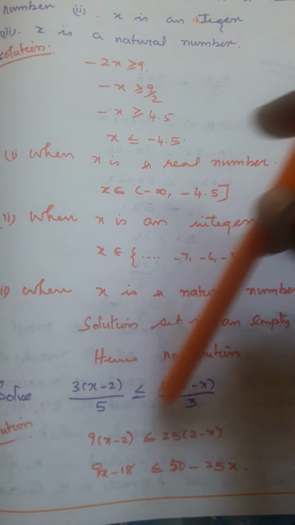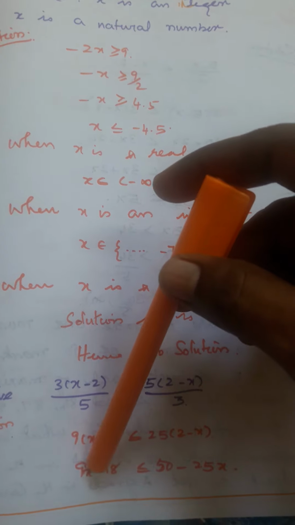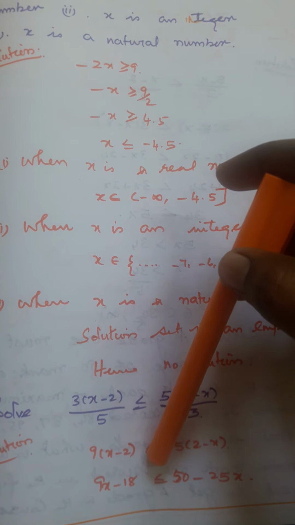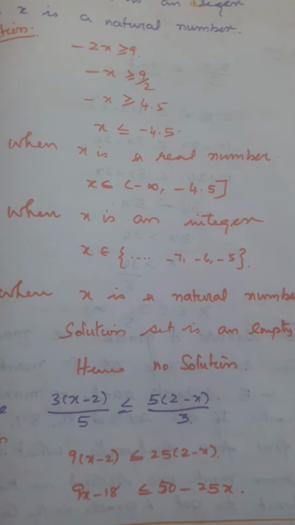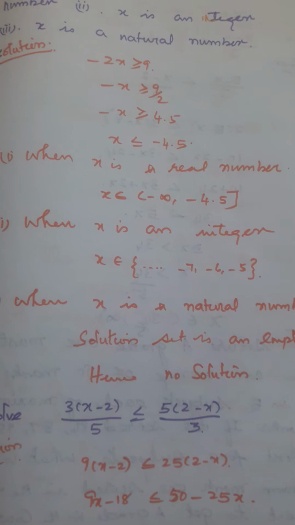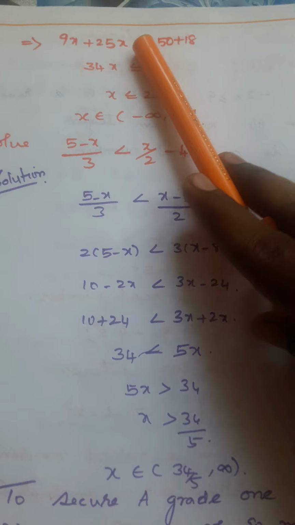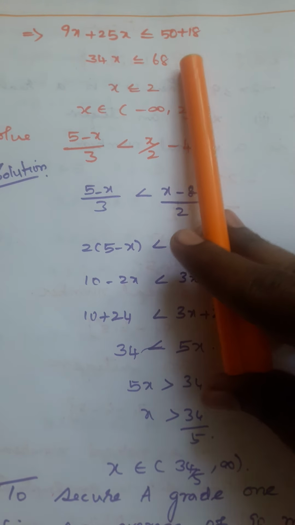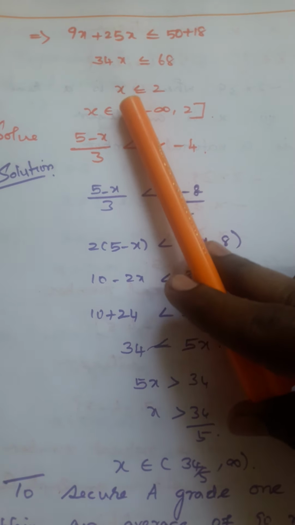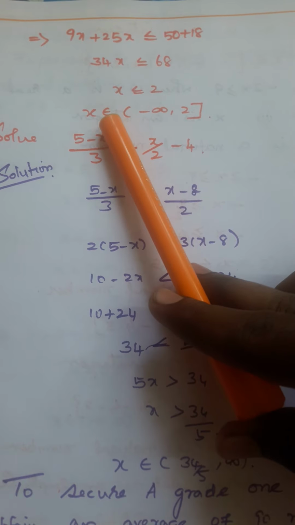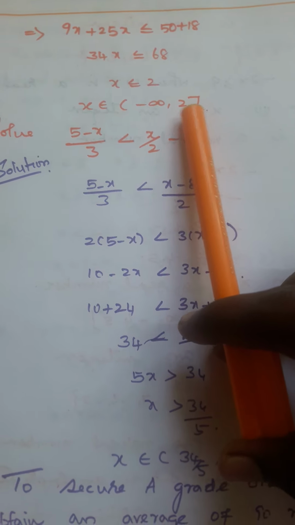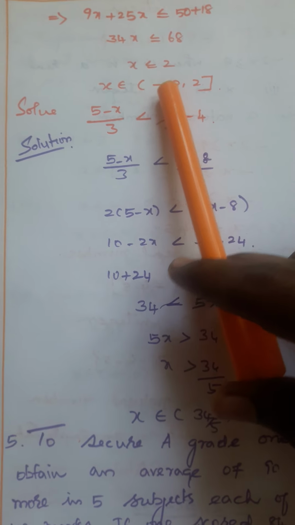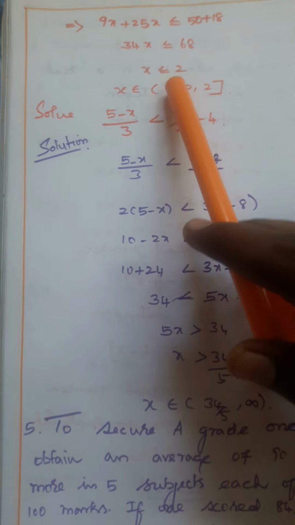So by cross multiplication, you will get 9x minus 18 is less than or equal to 50 minus 25x. So you know solving the inequality, it becomes 9x plus 25x is less than or equal to 68. Your x is less than or equal to 2, and x belongs to minus infinity comma closed interval 2. So infinity we can't close, right?